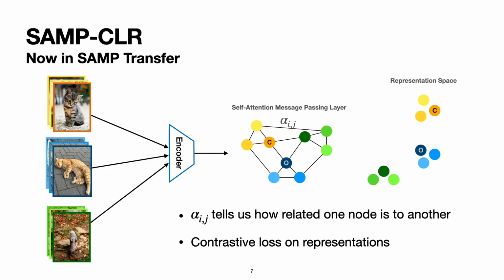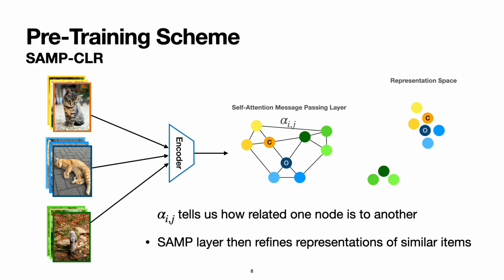The first phase, the pre-training phase, is called SAMP-CLR, where we take images that are randomly sampled along with their augmentations and build a graph. Each edge is weighted according to a score, alpha ij, which tells us how similar one node is to the other. The SAMP layer then refines these representations and brings them closer to each other. The contrastive loss aids in doing so.